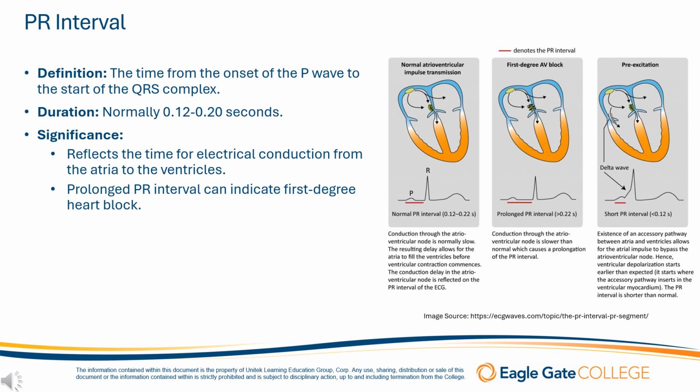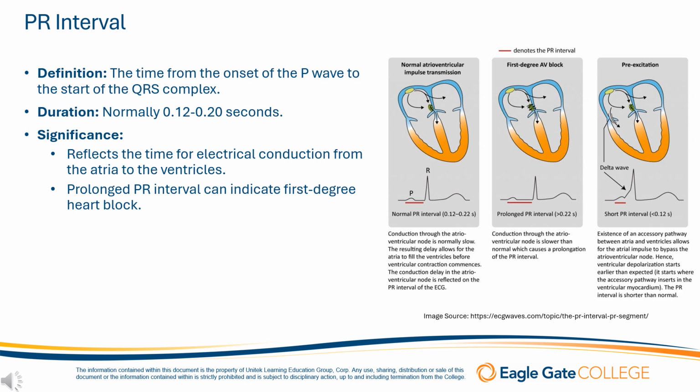The normal duration of the PR interval is between 0.12 and 0.2 seconds. This corresponds to 3 to 5 small boxes on the ECG graph paper. A duration within this range indicates that the electrical impulse is traveling through the AV node and the rest of the conduction system at a normal speed. So again, a normal PR interval indicates the conduction system is functioning correctly with the timely transfer of the electrical impulse from the atria to the ventricles.